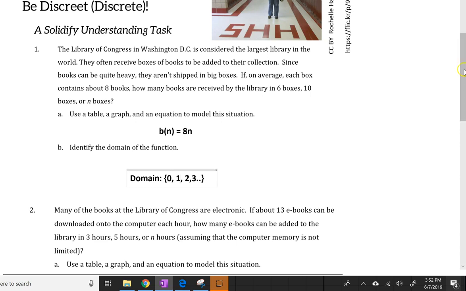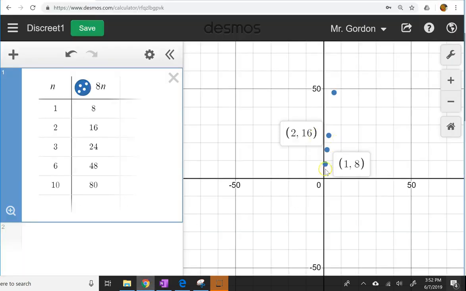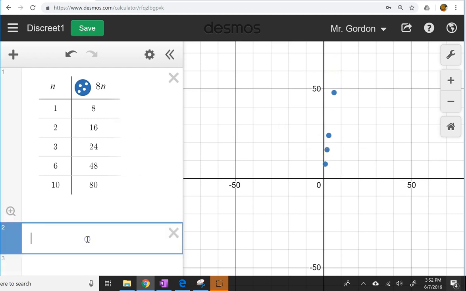It's a discrete linear function. As we can see, if I was to connect these points, it would form a straight line. And I could even show you that here.